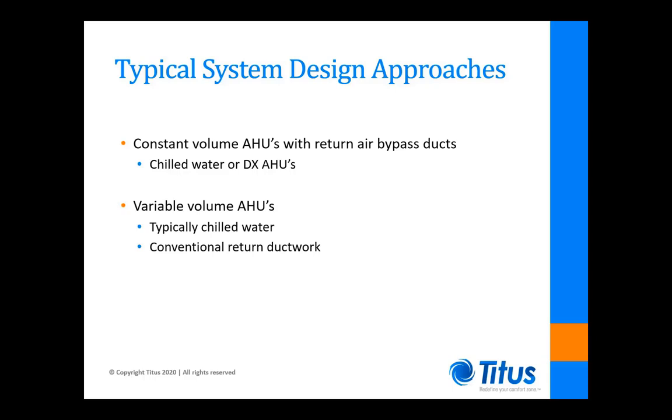For larger buildings and budgets, variable volume air handlers with chilled water cores can be used. These systems are designed in a similar fashion to conventional VAV systems. And lastly, partial retrofit. This is for applications where some areas of the building are experiencing temperature control issues. VAV diffusers can be integrated into existing CV or VAV systems with a return air bypass or some other means to relieve system pressure when the VAV diffuser dampers start to close.